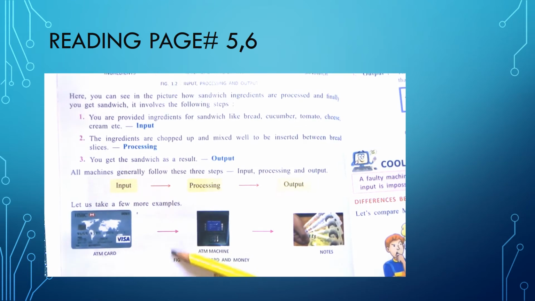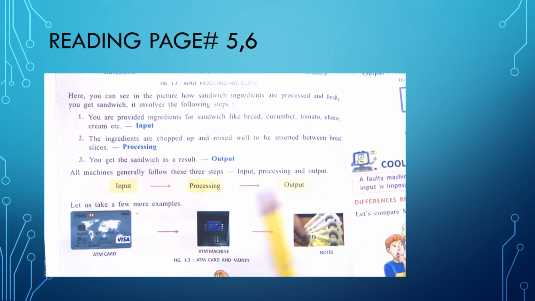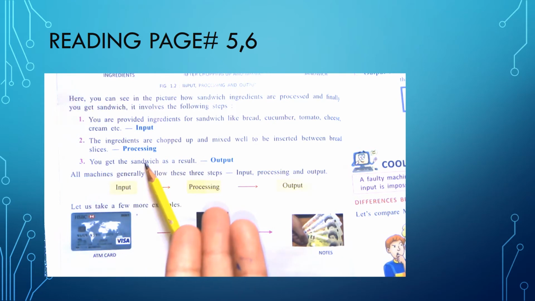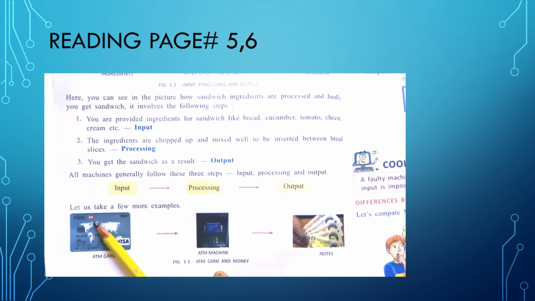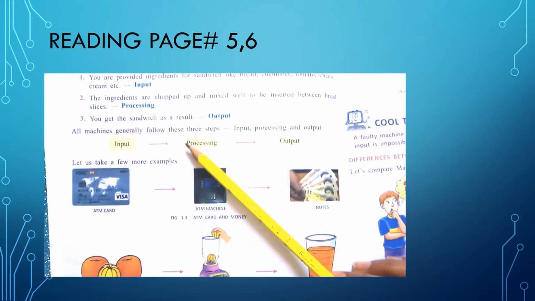All machines follow these steps: input, processing and output. All types of machine. There are 3 steps. One is your input, second is your processing, and third is your output. Let us take a few more examples.